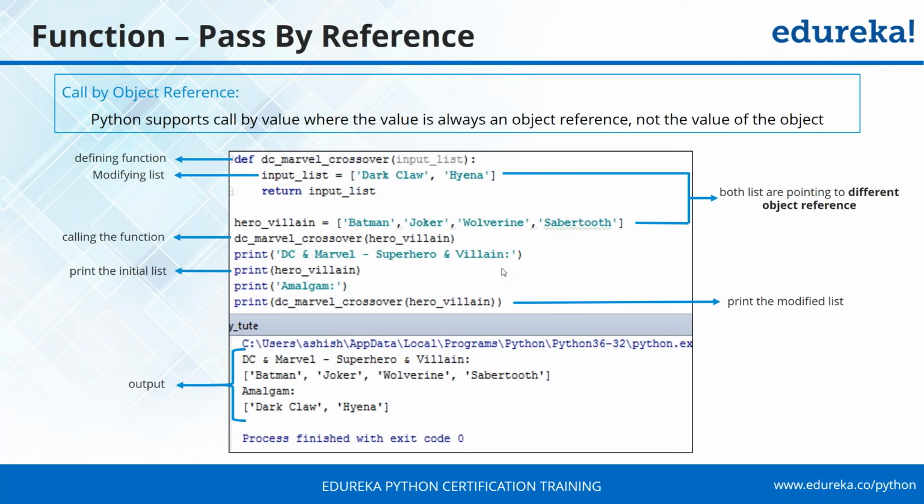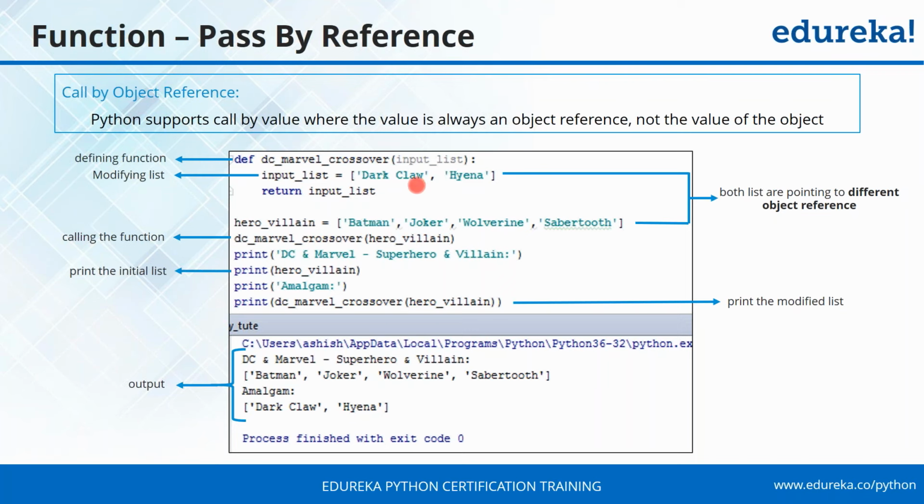Again, when you say pass by reference, we are going to follow the call by object reference. Now to help you understand this concept, let's look at the image here. What I have here is a function that modifies my list that is passed as input. So let's look at the original list. We have a hero villain list, where you have the hero's name as well as its villain's name, and then you're calling the function from here.